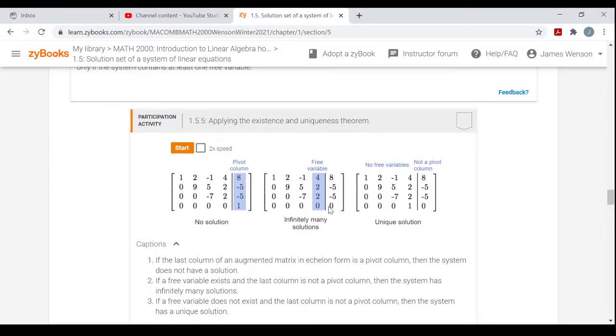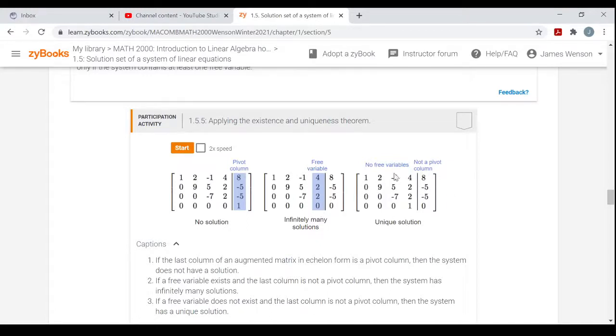Notice, 0 equals 0 is fine. I mentioned that earlier. See, the last row is all zeros. 0 equals 0 is okay. That's true. The last column is not a pivot column, which is great. So I have a free variable. This would have solutions. Since the last column is not a pivot column, it has solutions.